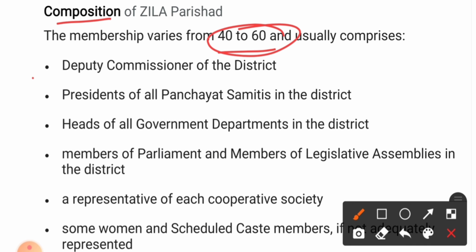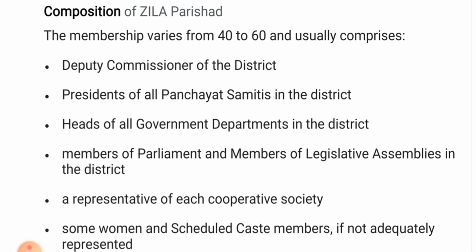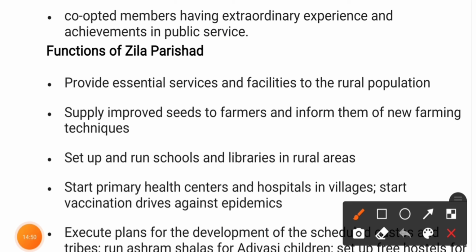It usually comprises the deputy commissioner of the district, presidents of all the panchayats in the district, heads of all the government departments in the district, members of parliament and members of legislative assemblies in the district, representatives of each cooperative society, some women and scheduled caste members if not adequately represented, and co-opted members having extraordinary experience and achievement in public services.